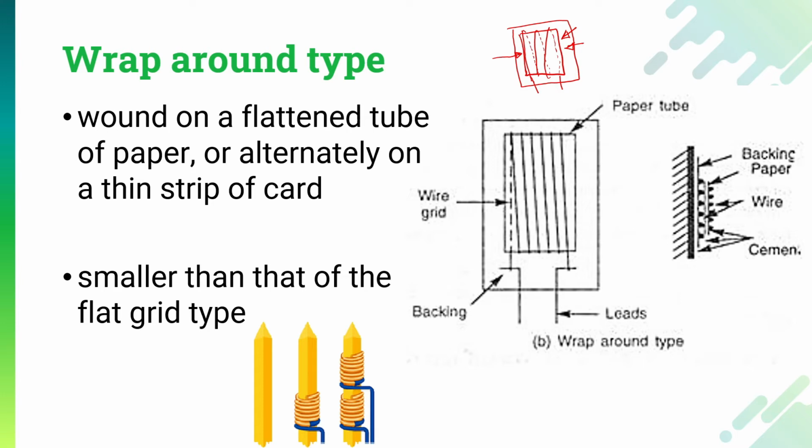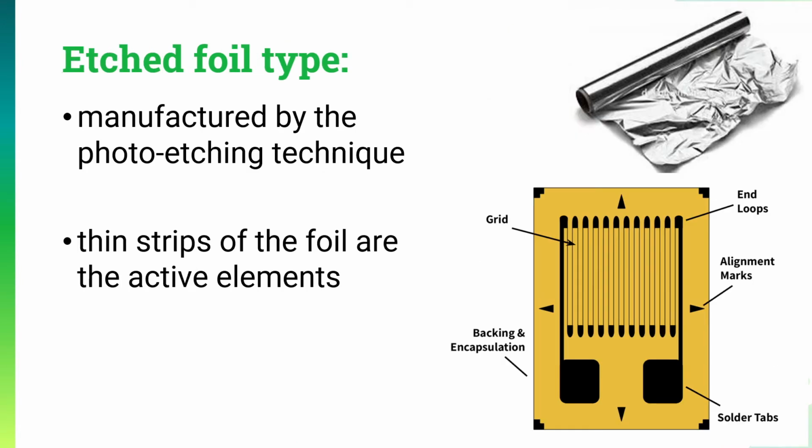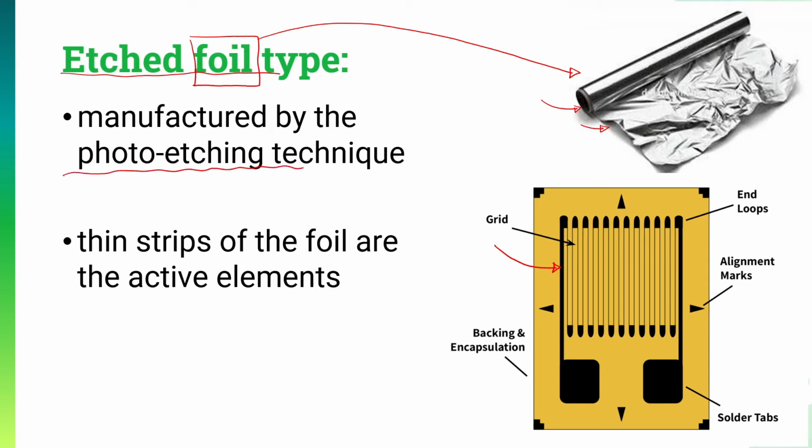Now let us check out the third one, the etched foil type strain gauges. If we know what a foil is, then we will be able to easily understand exactly what etched foil type strain gauges are. The strain gauge material actually is cut from a foil. So the active material of the strain gauge in this particular case will be cut from a foil. With the help of the photo etching technique, it will be fixed, or connected, to the backing material. Okay, so this is what you need to understand.